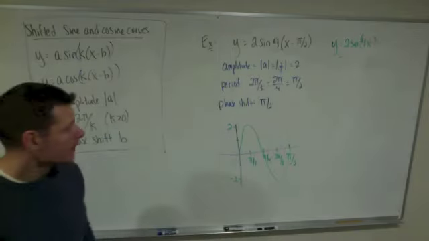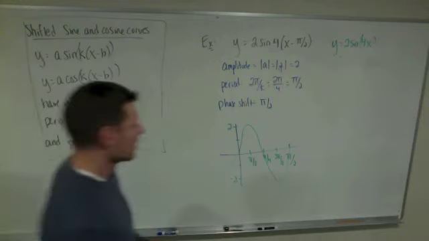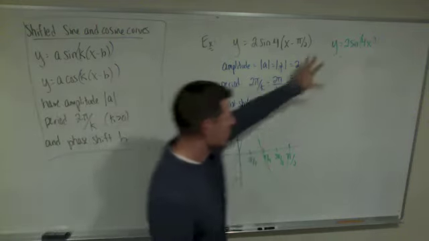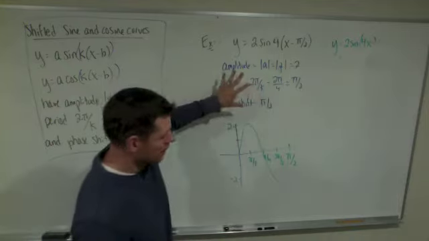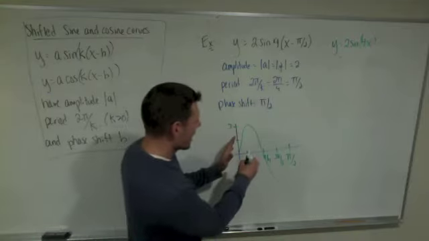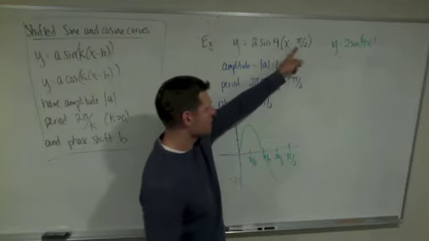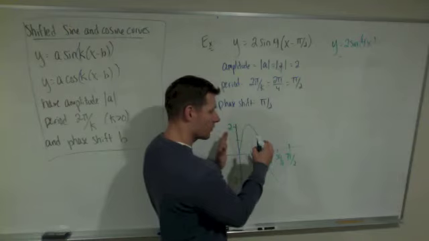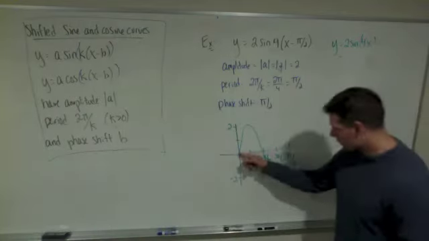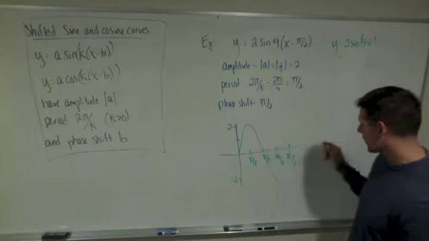Simple enough, right? Well, what does this pi over 2 phase shift do to it? So this green one is not the blue one. I'm going to graph the blue one now by simply taking this and shifting it, because it's minus pi over 2. I'm going to shift this whole thing to the right pi over 2 units. So I'm going to take this point, put it here, this point, put it right here, this point, put it here.